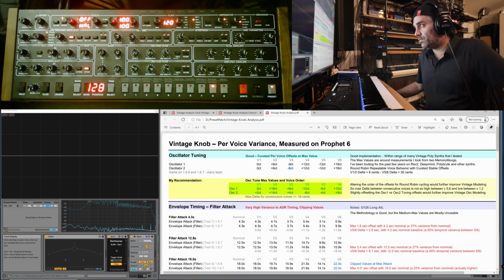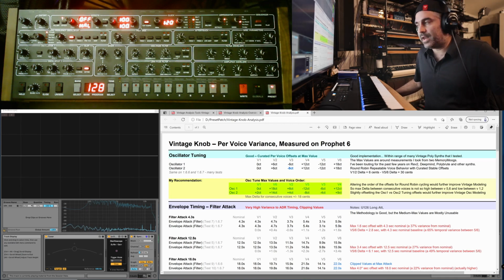and oscillator 2, where they're not exactly in parity in their per voice offsets. This is what I measured on many synths, and this is how I've been doing voice modeling over the past few years. So I'd recommend just making small differences on a per voice basis between oscillator 1 and 2.